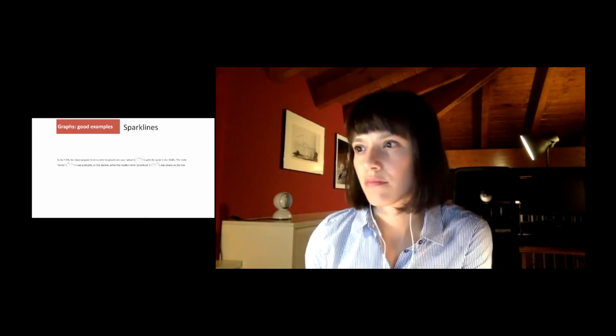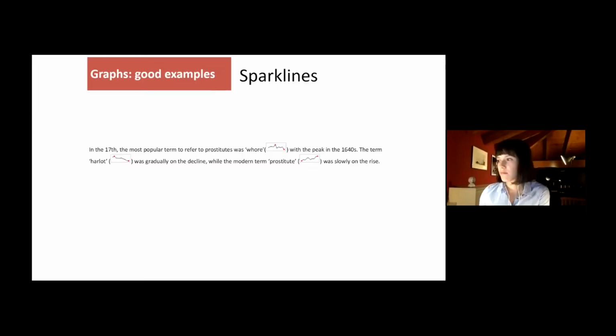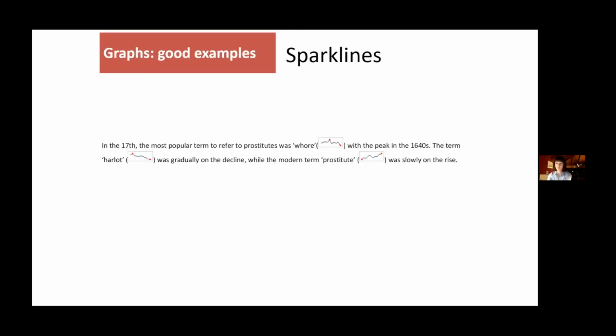I've already mentioned sparklines, and here's another example of the use of sparklines in two sentences in the 17th century, looking at different naming strategies for prostitutes: whore, harlot, prostitute. Again, the sparklines give us an overview of 100 points in each case and the development of the relative frequencies of these words and the naming strategies in the 17th century.